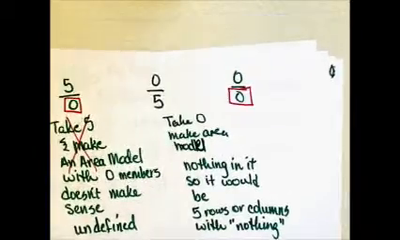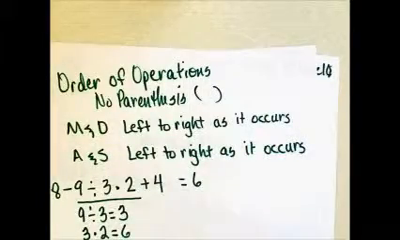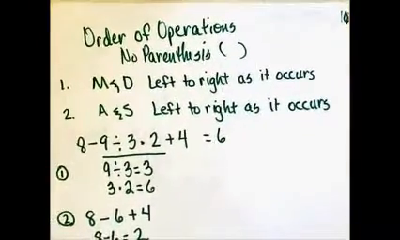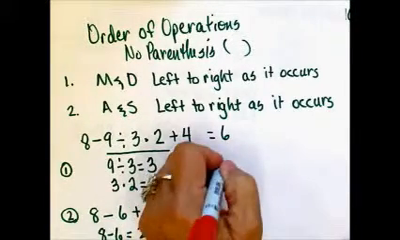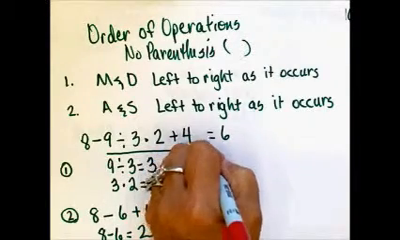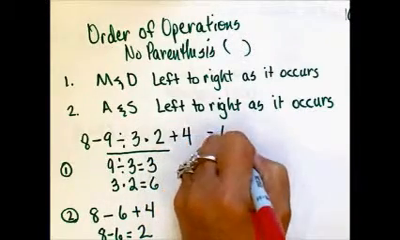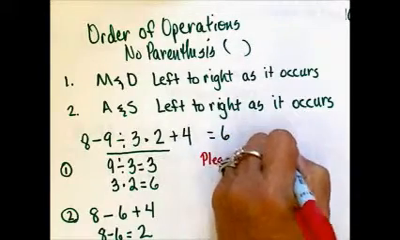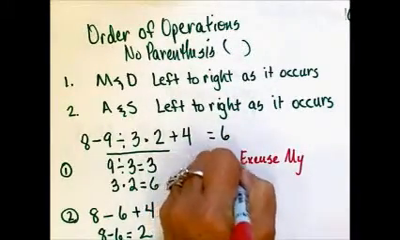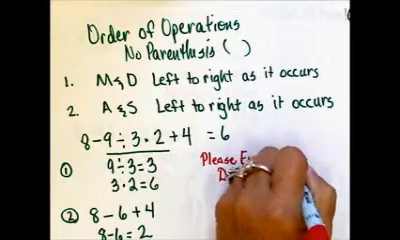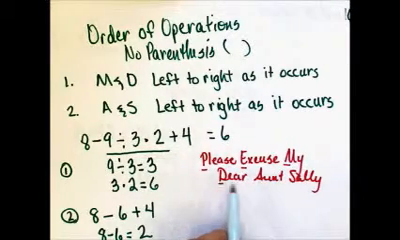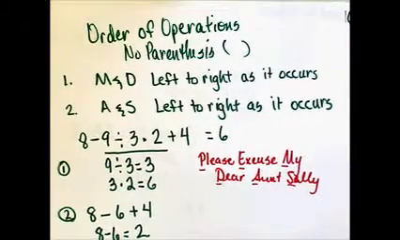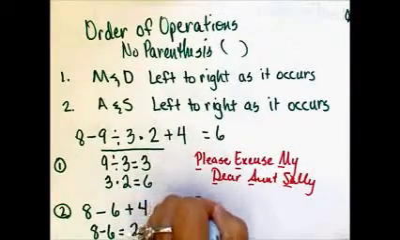Okay? Now, let's take a look at order of operations when we don't have parentheses. Now, obviously, when we have parentheses, we're always going to do parentheses first. But in this case, we need to remember that somebody down the line has probably taught you, please excuse my dear Aunt Sally. Now, parentheses, exponents, multiplication, division, addition, subtraction. Now, here's the problem. Sometimes this is called PEMDAS.